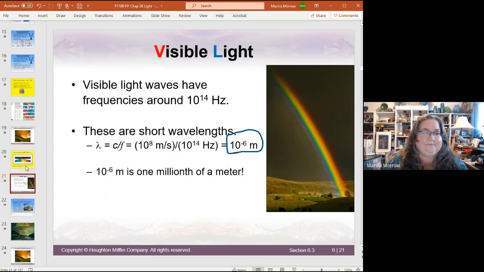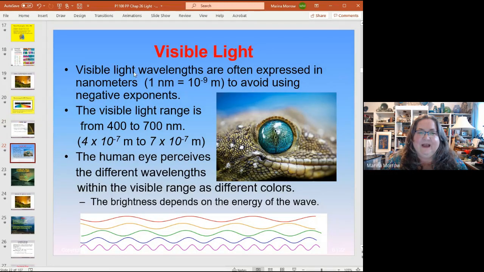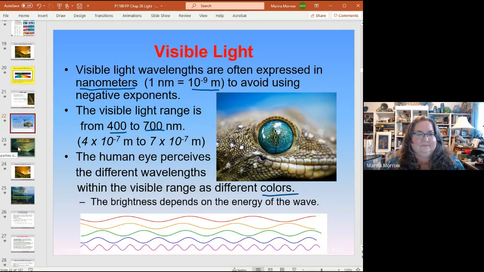Okay. And of course, we do use that unit called nanometers, which is 10 to the minus ninth meters, so we don't have to use negative exponents. And so we talked about how that would go from 400 to 700 nanometers: 400 for violet, 700 nanometers for the wavelength of red light. Anyway, different wavelengths and different frequencies are seen as different colors. Okay, and that's as far as we're going in this part.